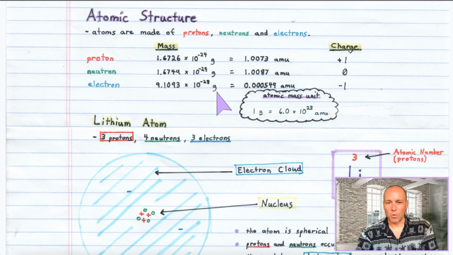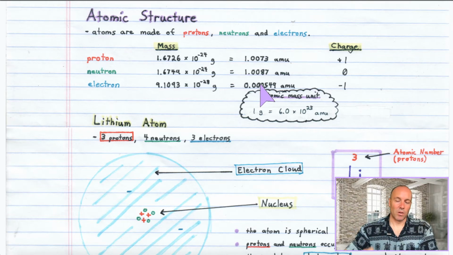But we don't really use grams when we're talking about particles this small. If you convert these masses to atomic mass units using the following conversion factor, then you see that protons and neutrons are roughly the same weight. Neutrons are slightly heavier than protons, but they're both about 1 atomic mass unit. Electrons are almost insignificant compared to the mass of protons and neutrons. So you can basically ignore their mass.